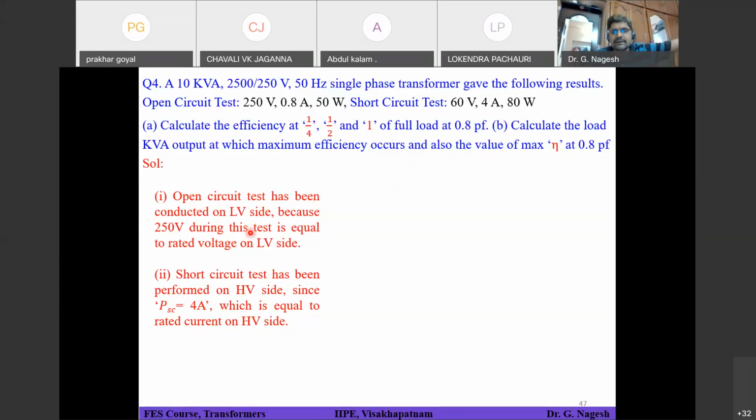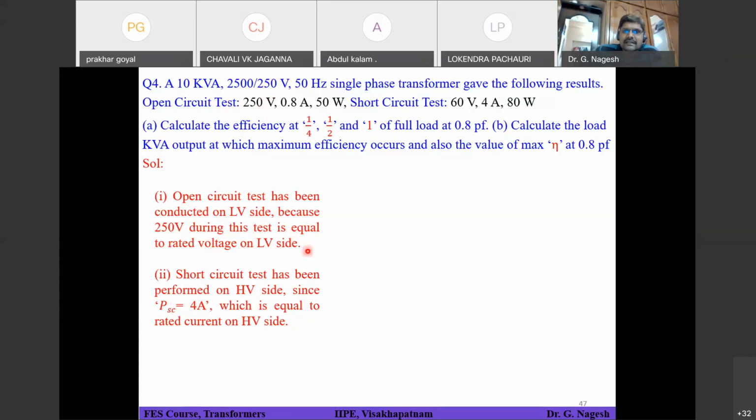First of all, we have to check whether the open circuit test is done at rated voltage or not. Usually in the open circuit test, the high voltage winding is open circuited and the rated voltage is applied on the low voltage winding. So that's why 250 volts is there. That means the open circuit test has been conducted on the LV side, because 250 volts is equal to the rated voltage on the LV side.